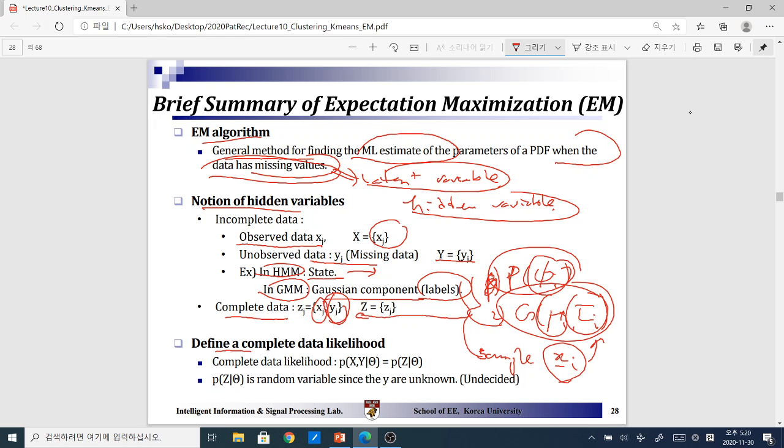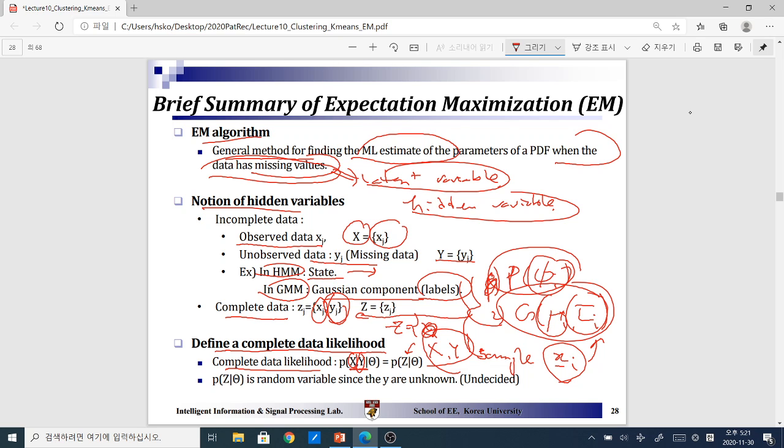So to define complete data, we can do so in terms of likelihood. The complete data likelihood would be, once again, the samples that are observed plus those of the data set or the structure, which is defined by, say, Y. So the combination of the two, X and Y, would be equal to Z. Here Z would be both X and Y together as a joint probability.